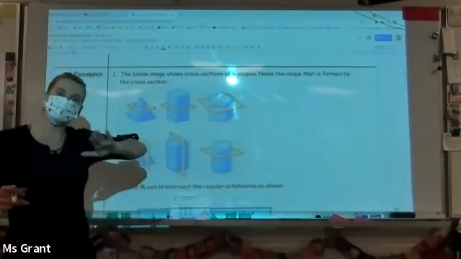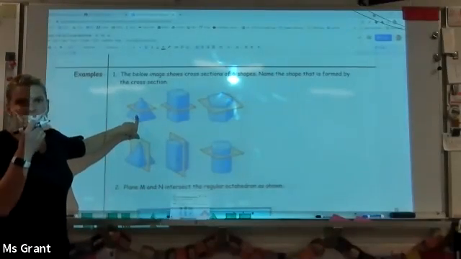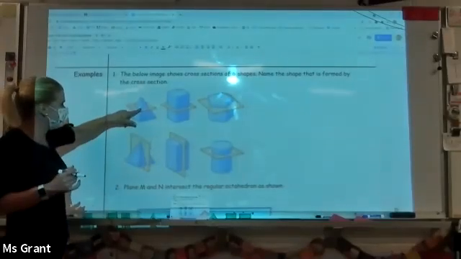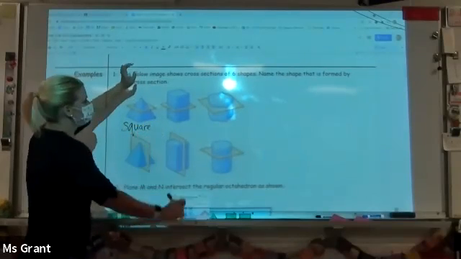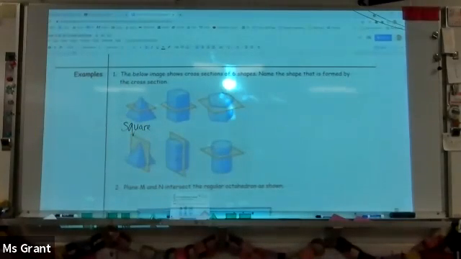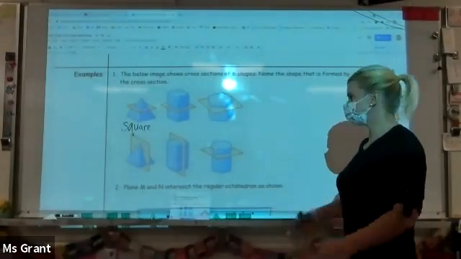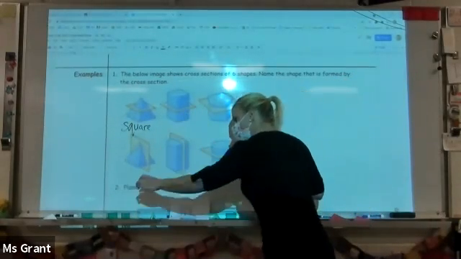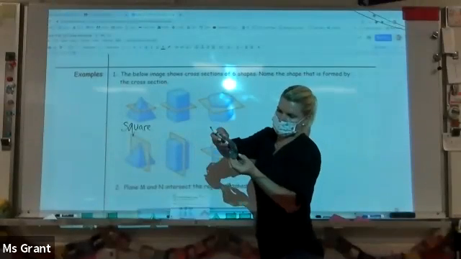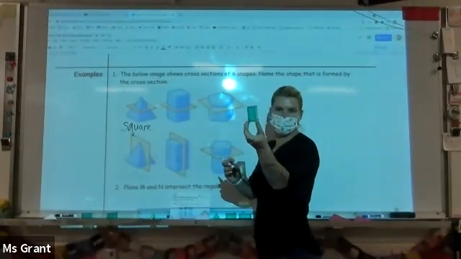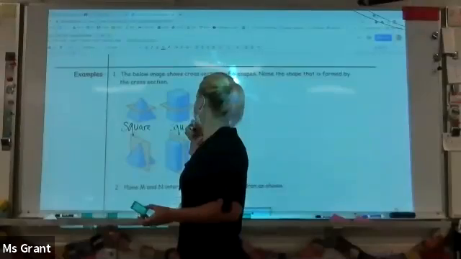So the orange line is the cross section, and that's what's going to cut through a shape. This is a square pyramid. And as you can see, the cross section makes a square. And it asks us, name the shape that is formed by the cross section. So that's a square. A rectangular prism, two squares on the top and bottom and four rectangles, also has a cross section that is a square.